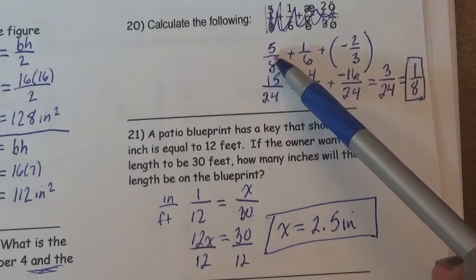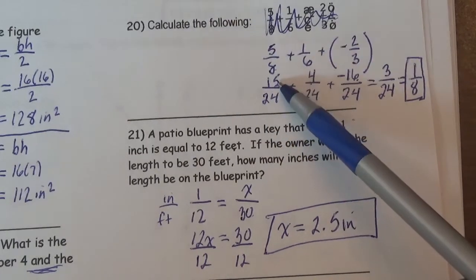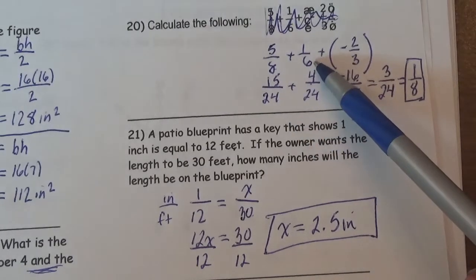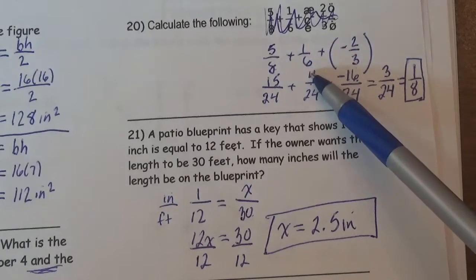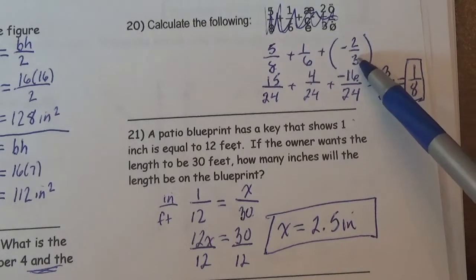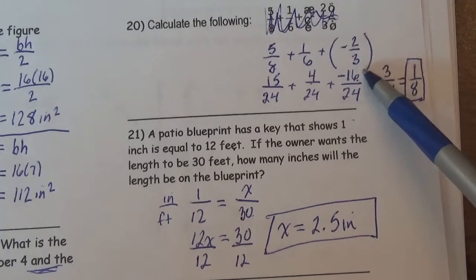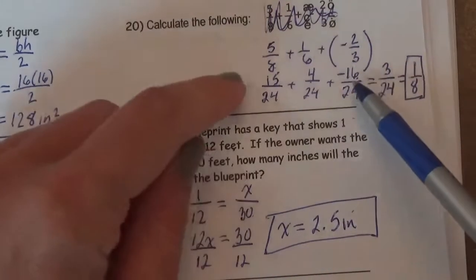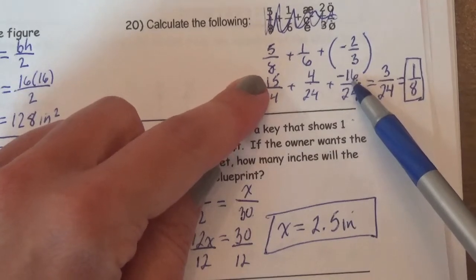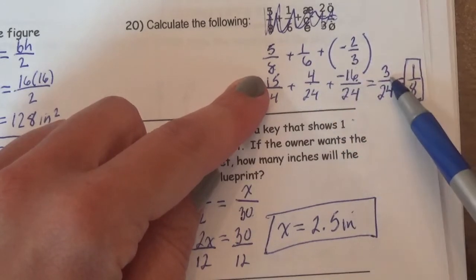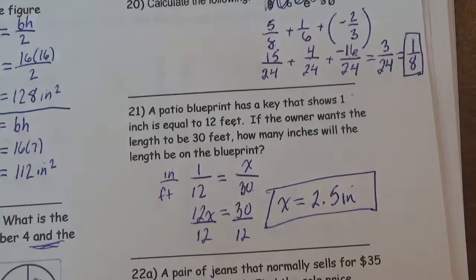And then it's a puzzle. So 8 times what gives you 24? 3. So then 5 times 3, that's how I got 15. Here, 6 times 4 gives me 24. So 1 times 4 is 4. And this one, 3 times 8 is 24. So negative 2 times 8 would be negative 16. So then I did this in my head. 15 with a negative 16, that's negative 1. Negative 1 plus 4 is 3. So you get 3 over 24, which is the same as 1/8. All right.